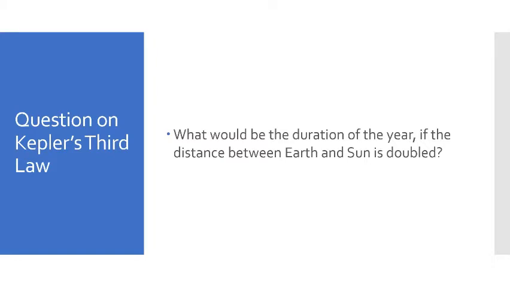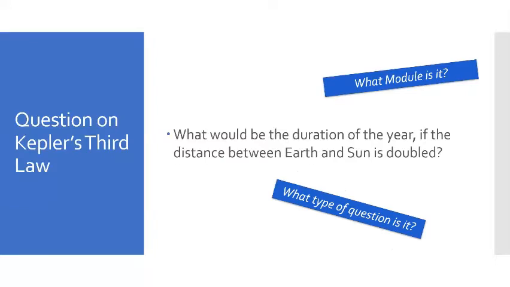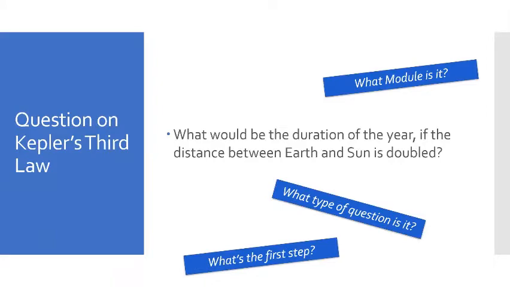And here's the question. What would be the duration of the year if the distance between Earth and Sun is doubled? So we need to ask questions about the question. Firstly, what module is it? It's Module 5, Advanced Mechanics. And we need to say, what type of question is it? In this case, it's a calculation question, but it is a question that requires you to manipulate formulae from the formula sheet. And what's the first step? Of course, the first step is always data.